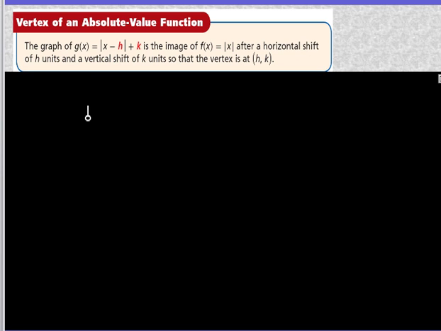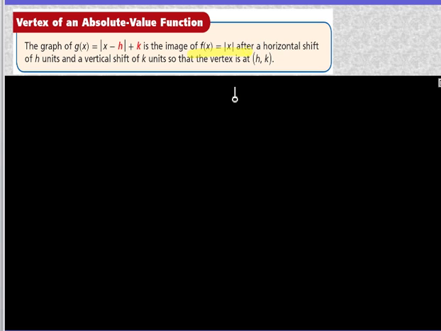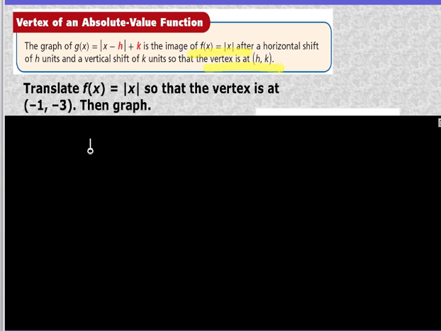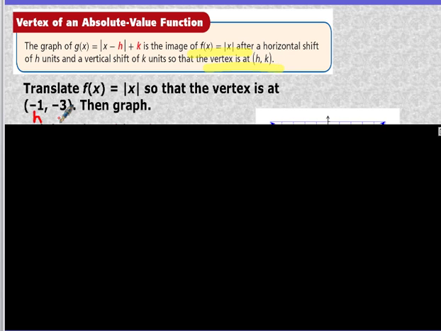The graph of g of x equals absolute value of x minus h plus k is the image of the parent function after it's been translated h units horizontally and k units vertically. So it gives you a new vertex at h, k. So I think we're going to be working backwards on this. Translate f of x equals absolute value of x so the vertex is at negative 1, negative 3, and then graph it. So this is going to be our h, this is going to be our k.